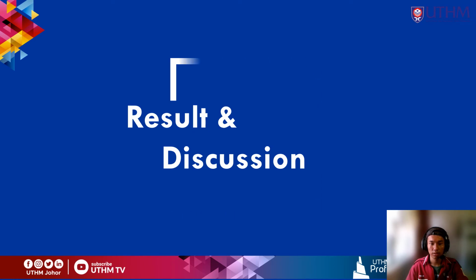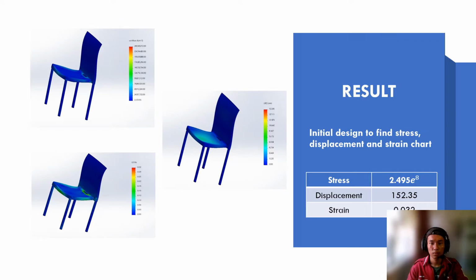Next slide is result and discussion. For the result, there are two results which we need to obtain. First is the initial design, to find the stress, displacement and strain chart. And second is the improved design, to find the stress, displacement, and strain chart. For the first, the initial design, we got stress 2.495 exponent 8, displacement is 152.35, and strain is 0.032.